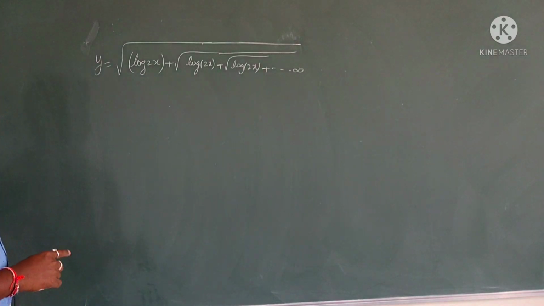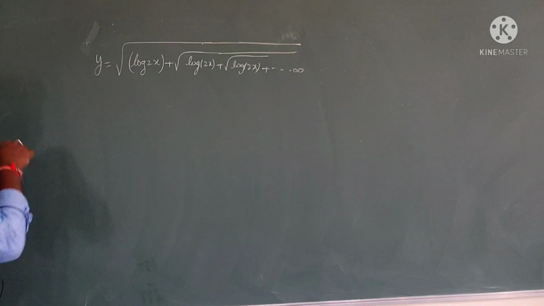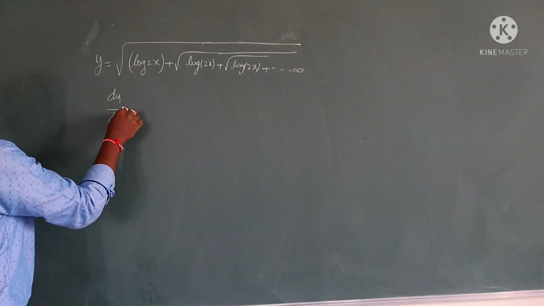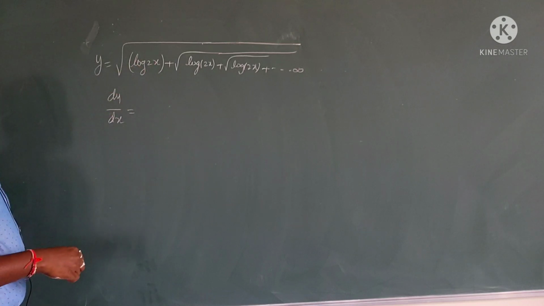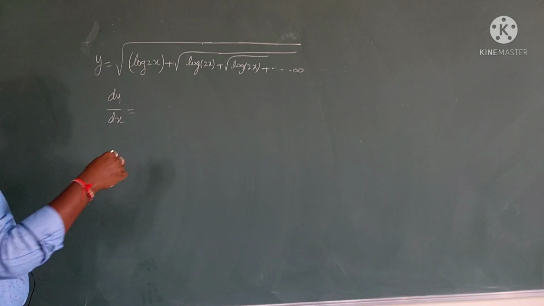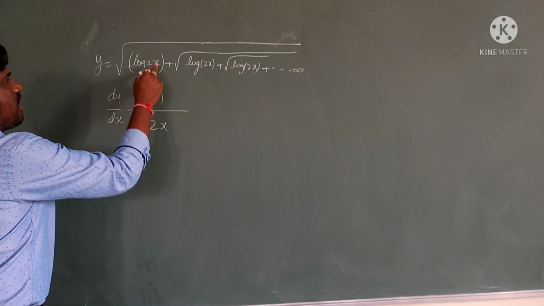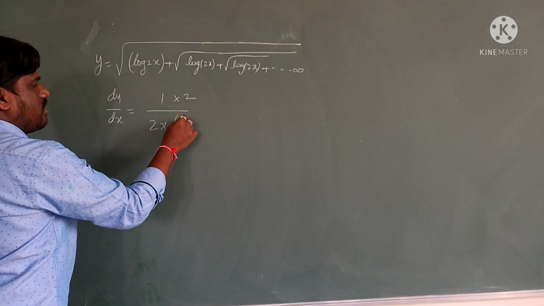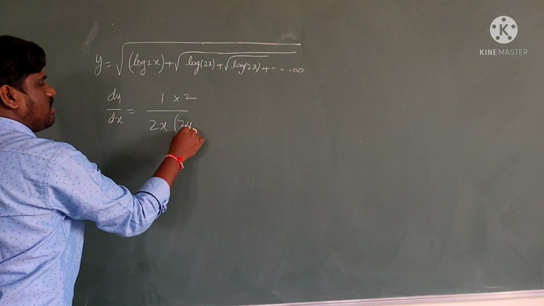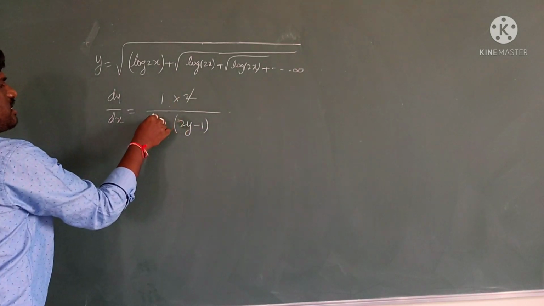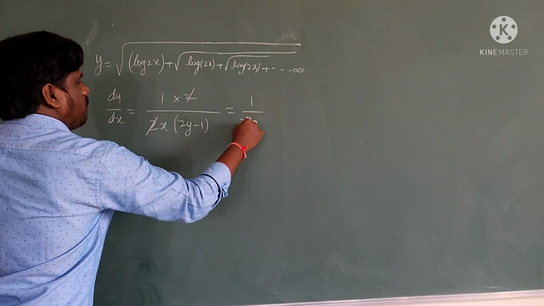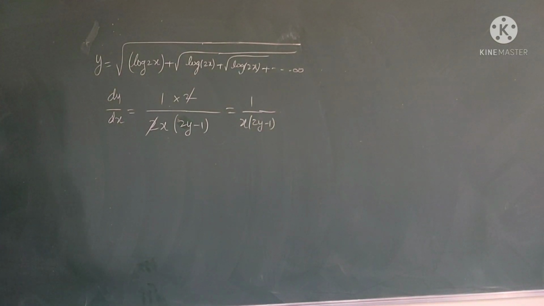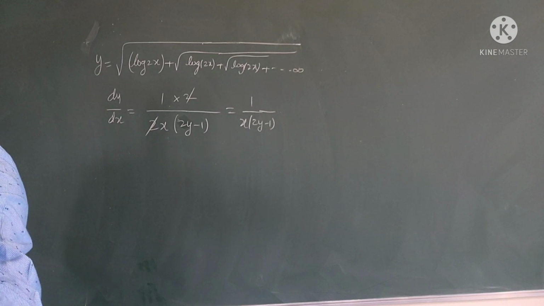We have a question like this. Y is equal to square root of log 2x plus log 2x plus and so on. To find dy by dx, what answer do you get? Log x differentiation is... solved in this way. Okay, let's move on to the next shortcut.